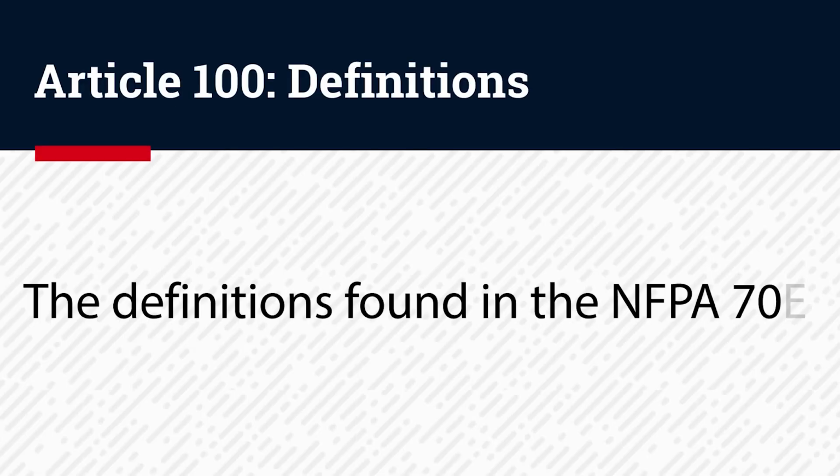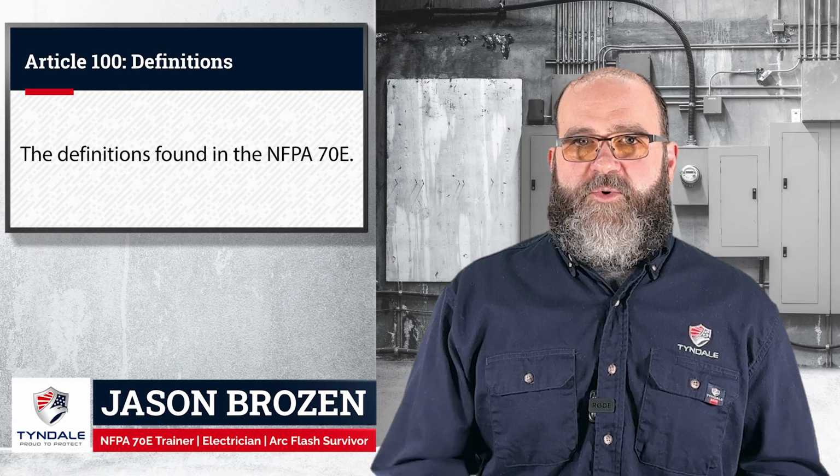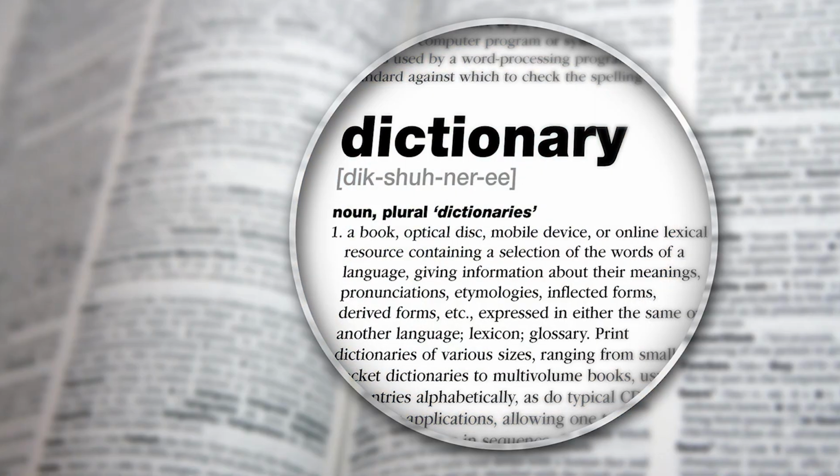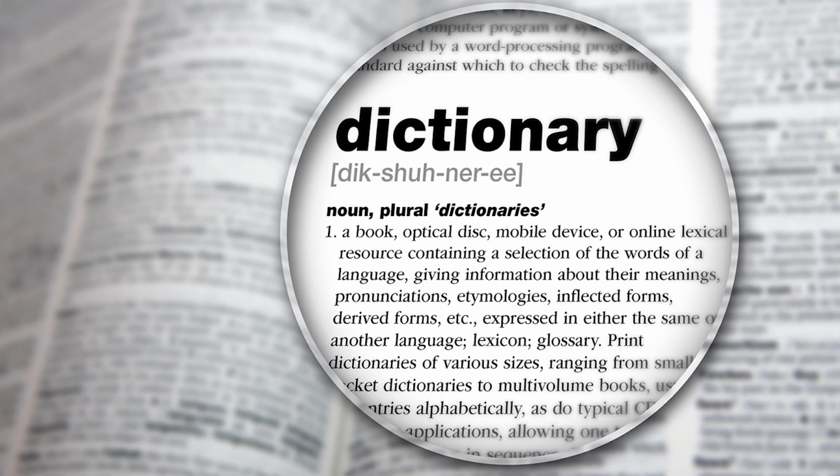Today we're going to look at Article 100. So what is it? Well, the short story is it's a dictionary. It's the dictionary of terms in the beginning of the 70E.